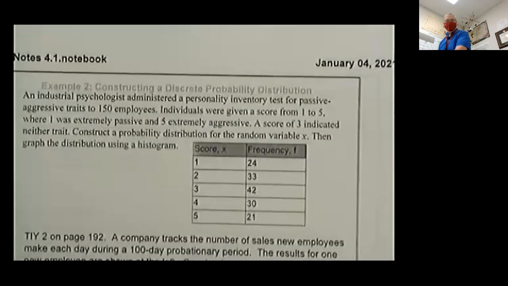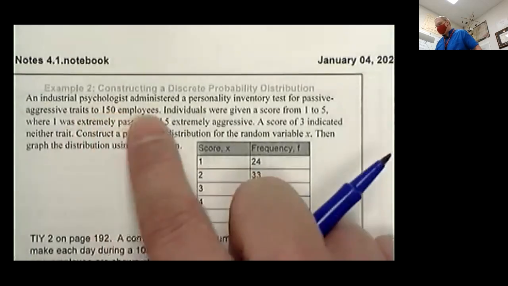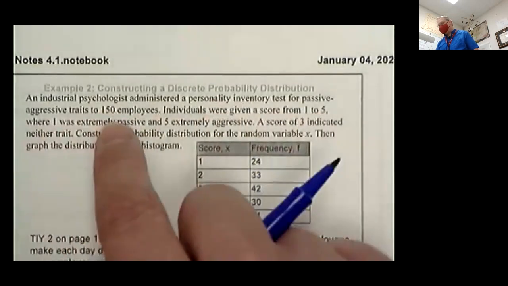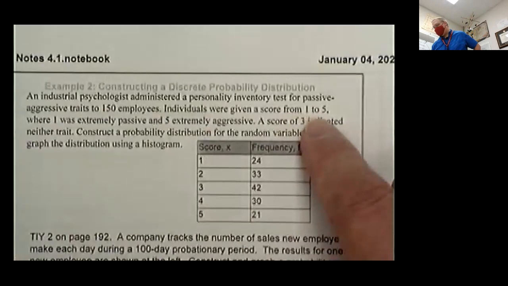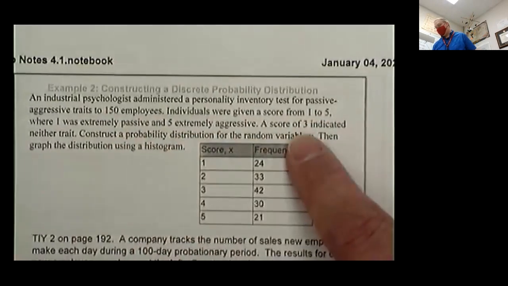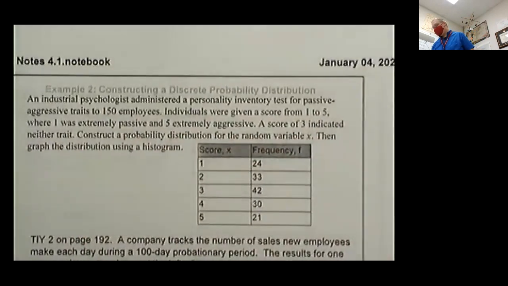Example 2, we're going to construct a discrete probability distribution. An industrial psychologist administered a personality inventory test for passive aggressive traits to 150 employees. Passive aggressive is when you're nice to people, but you're nice to people in a mean way. Individuals are given a score of 1 to 5, where 1 was extremely passive, 5 was extremely aggressive. A score of 3 indicated neither trait. Construct a probability distribution for the random variable x, then graph the distribution using a histogram.